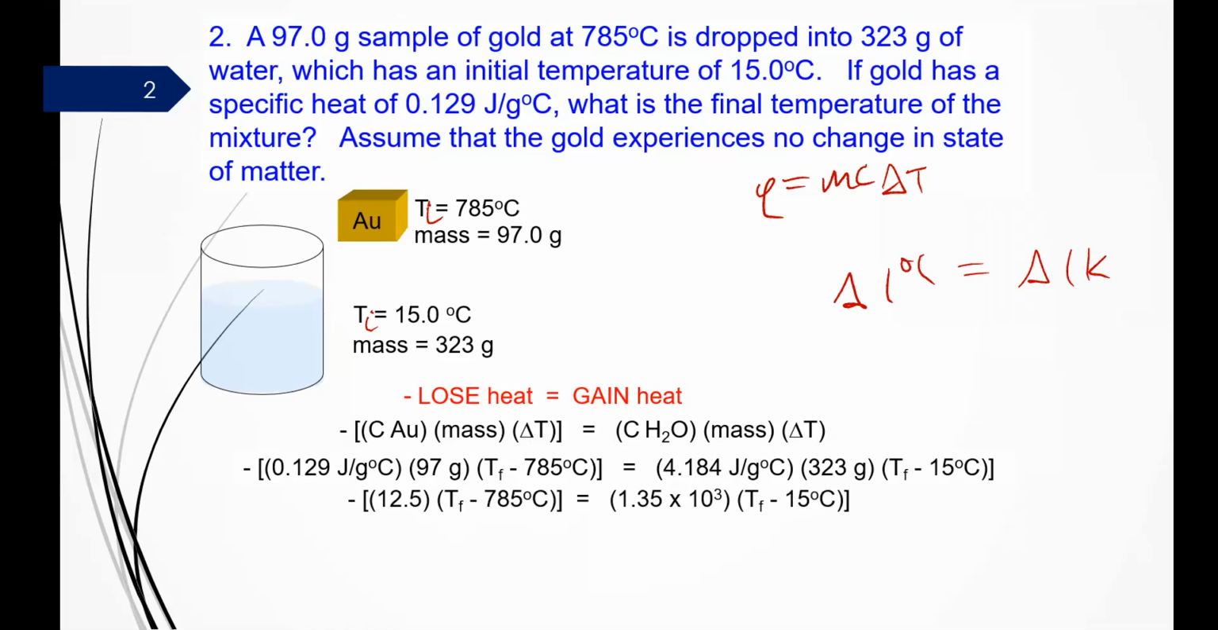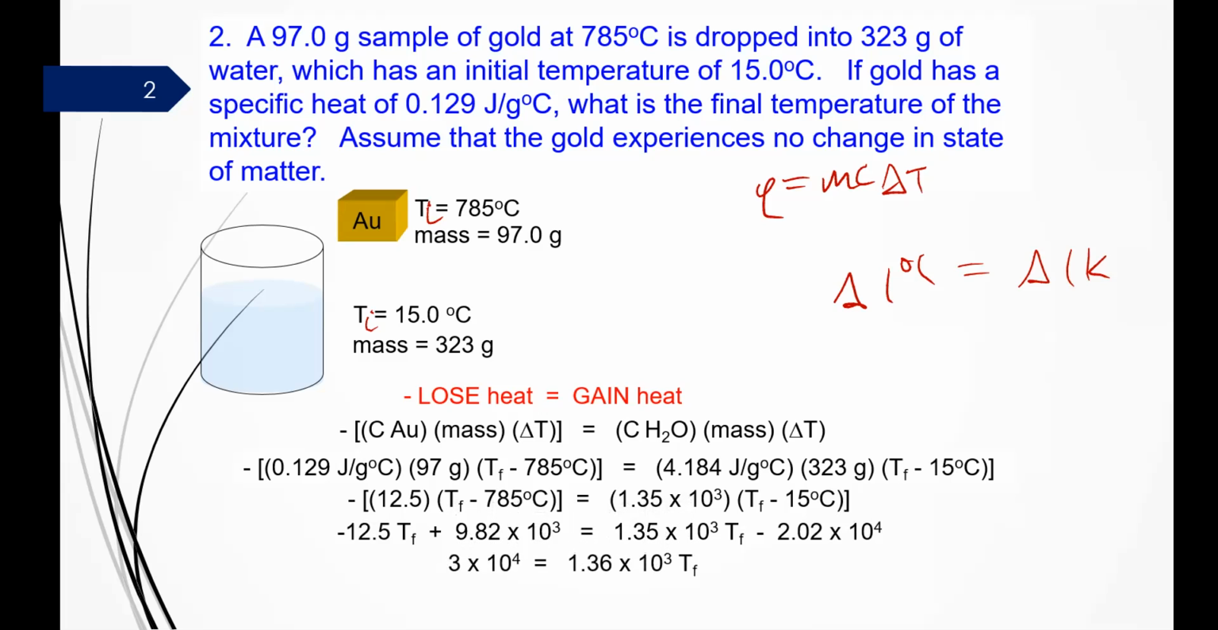We should then multiply those together. We can pull all of our Tfs to one side, which is kind of what we're doing here. And so we get a final temperature of 22.1 degrees Celsius. The important part is just getting our information lined up correctly and then setting up our equation. From there, it's just some math as we work our way through.